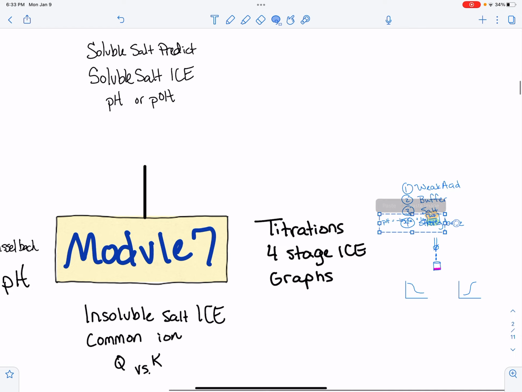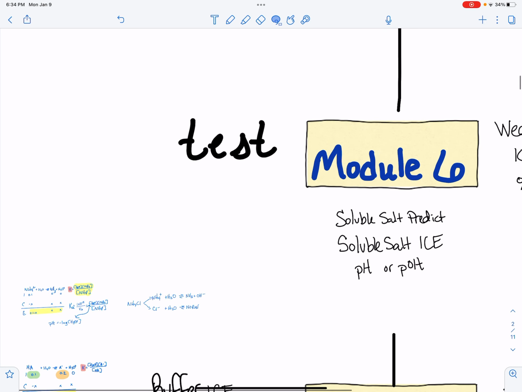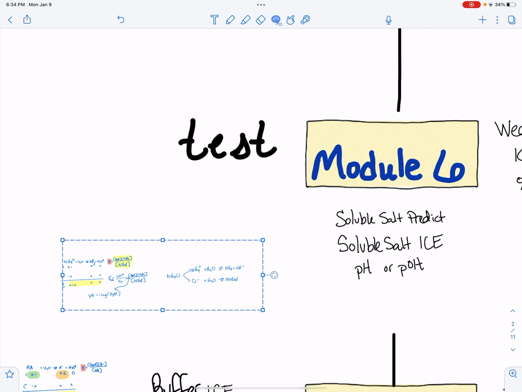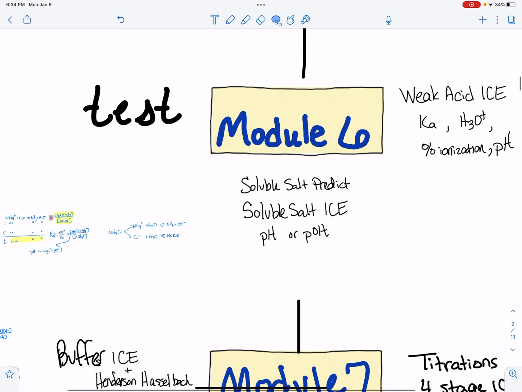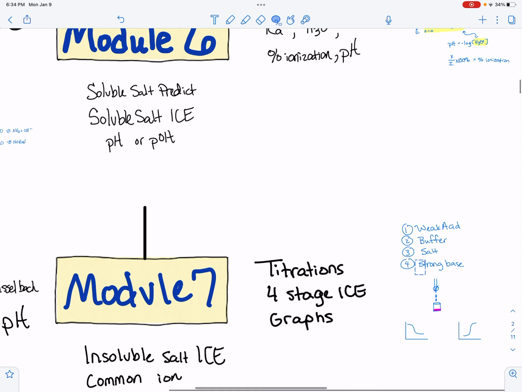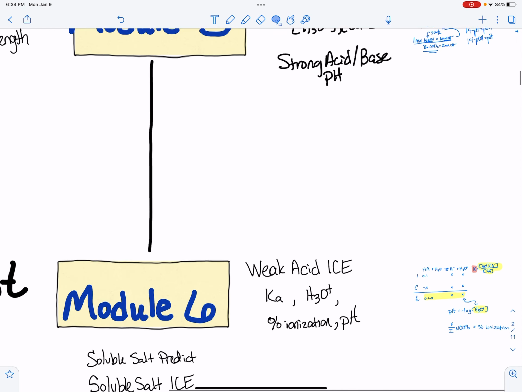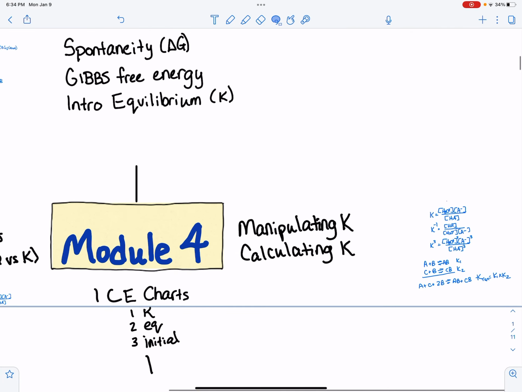And then the third stage is a salt. And you learned about that stage over here in the soluble salts. So you learned about how to do that. That's the one that had the little funny flippy-roo with the K values. And then you're going to end with strong base calculations. That was actually something you did at the very end before the last test.